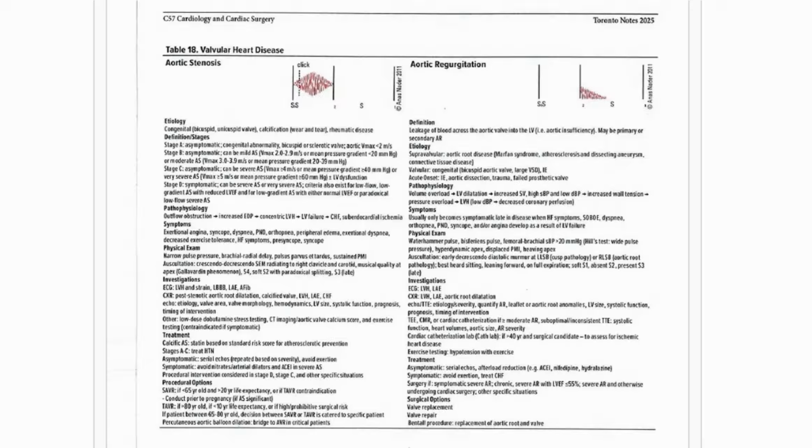Pathophysiology. The narrowed valve creates left ventricular outflow obstruction. This increases left ventricular pressure, leading to increased end diastolic pressure, concentric left ventricular hypertrophy, progressive ventricular stiffness, reduced coronary perfusion, and eventually heart failure.